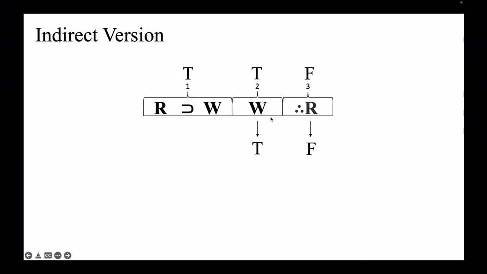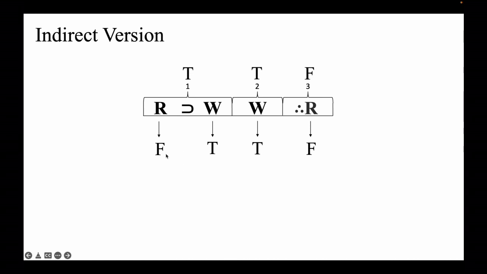So now that I know the truth values of W and R, I just plug them in. W is true and R is false. Okay?